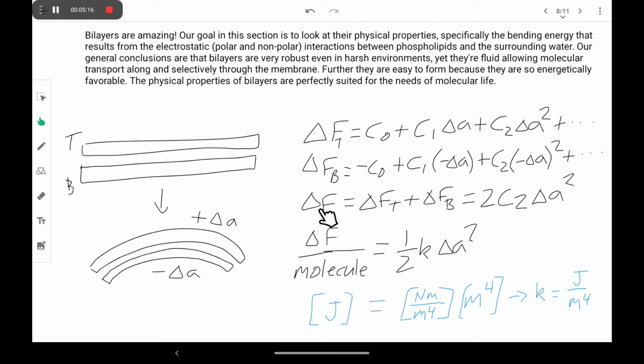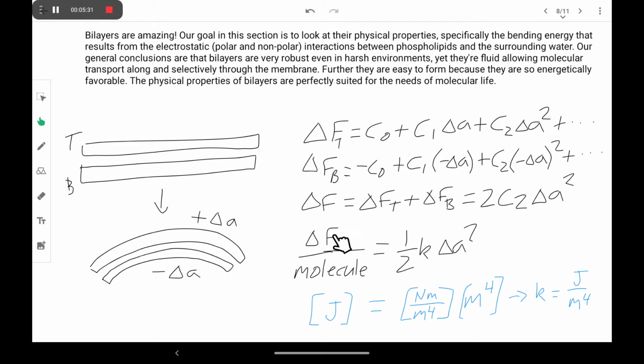So the total change of free energy necessary to do this will be the sum of the two, and we end up with just twice that second term, the quadratic term. So we can make a definition then, noting that this is for two molecules, one on top, one on the bottom.